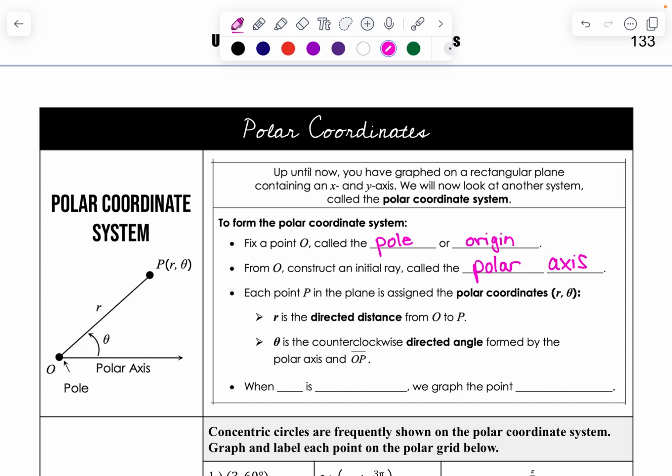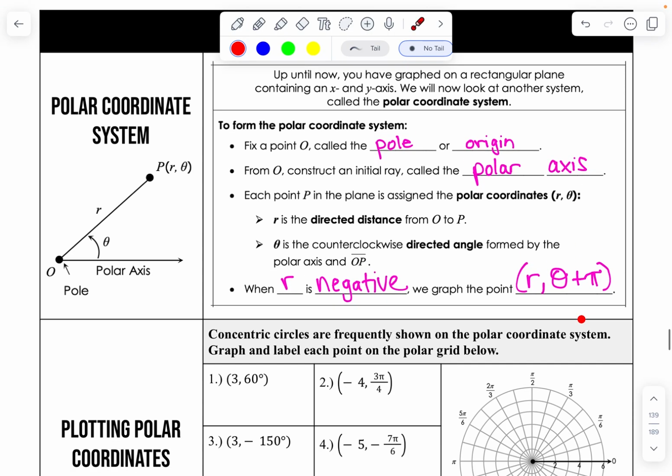When r is negative, we graph the point (r, theta plus pi). So if r is a negative value, it just shifts us into a different quadrant on our graph. We add on that 180 degrees or pi radians.